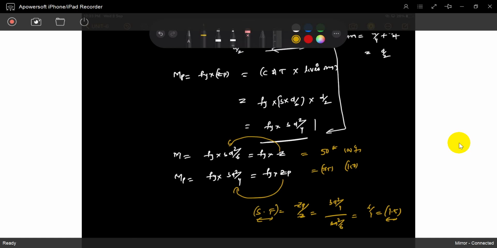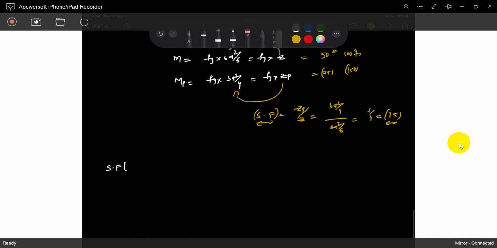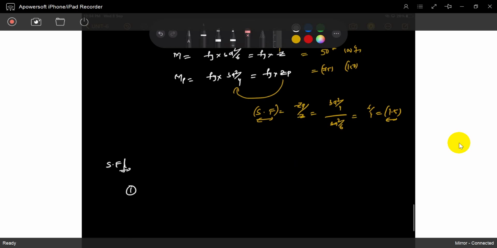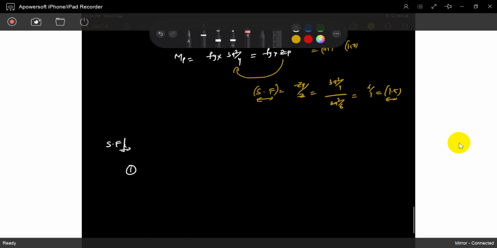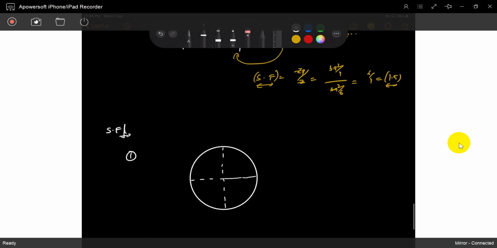So, can you find out the shape factors for different shapes? I will show you shape factors for different shapes. Now, if the section is a circular section, can you find out the shape factor? So exactly, this is the equal axis.